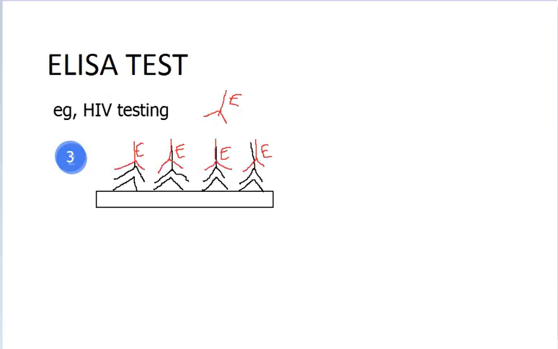Okay, so once the monoclonal antibodies have attached, the plate is washed again. This will remove the unbound antibodies. We need to do this because otherwise the test will always give a positive result, even when the HIV antibodies aren't present. Okay, so the next stage, stage 4, a colourless substrate is added to the plate.